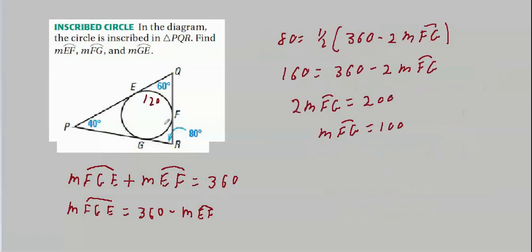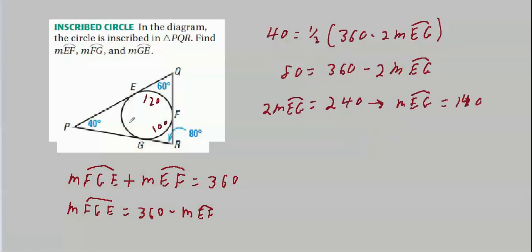For this one, we've already figured out the relationship between FG and GEF. They add up to 360, and we can get exactly the same setup here, where we can write that 80 equals 1/2 of 360 minus 2 times this, FG. So we multiply by 2, do a little arithmetic, and get that 2 times the measure of FG equals 200, or FG equals 100. And of course we can do the same thing right here, where we get that 40 equals 1/2 of 360 minus 2 times the measure of EG. Multiply both sides by 2, do some arithmetic, and get that EG is 140 degrees.